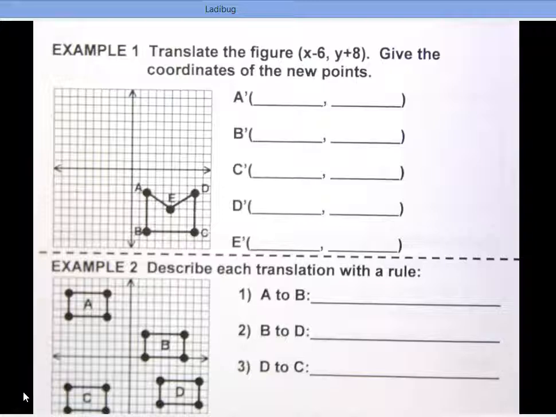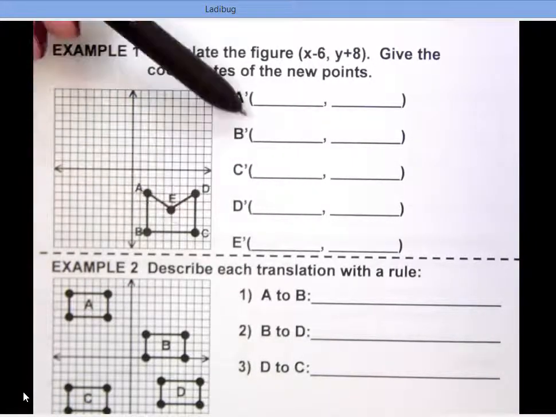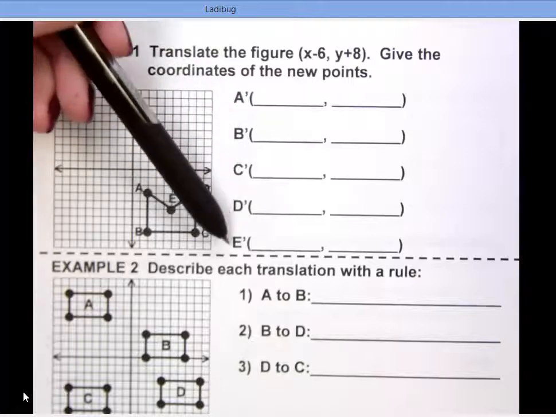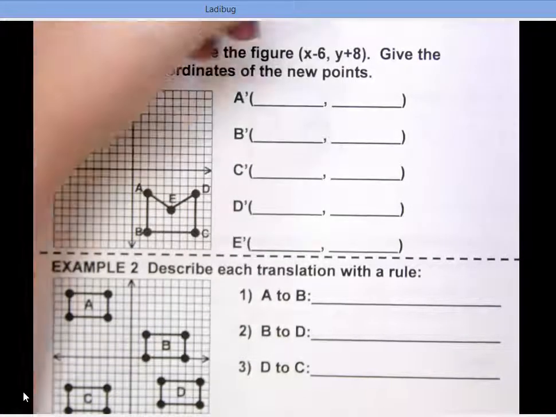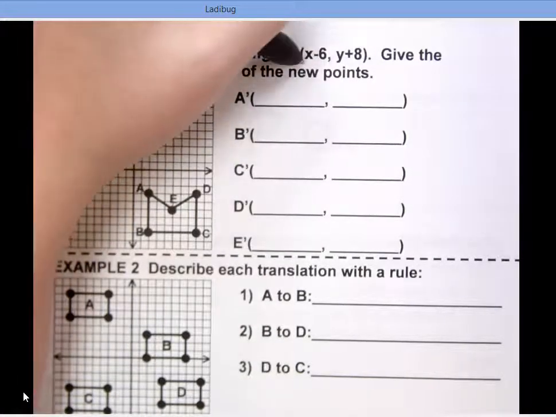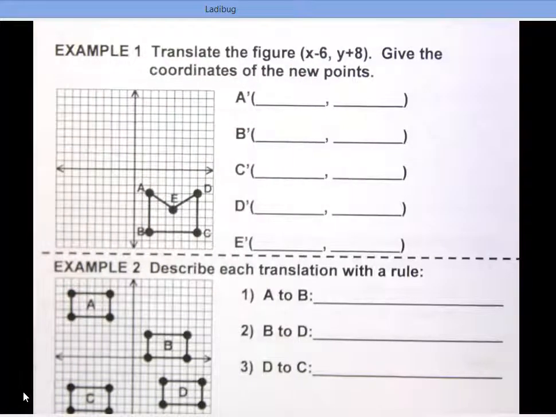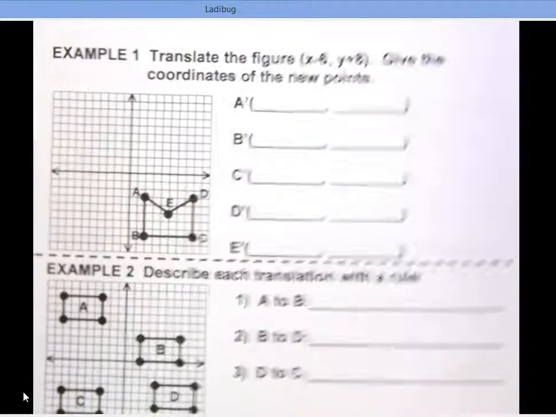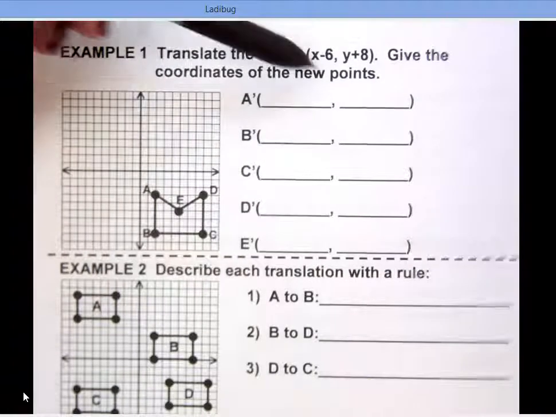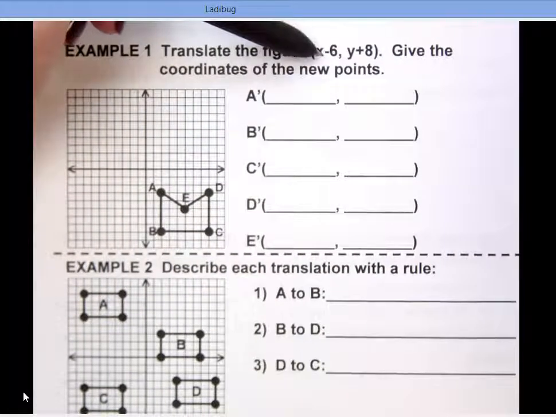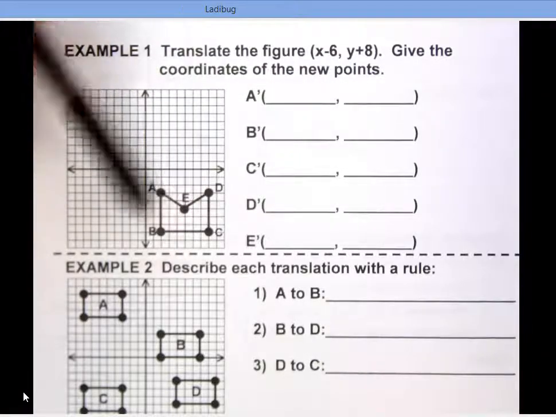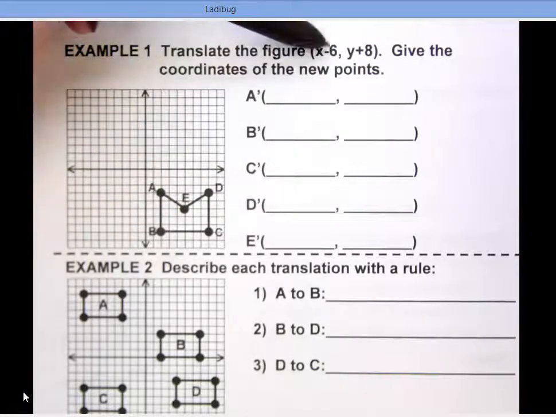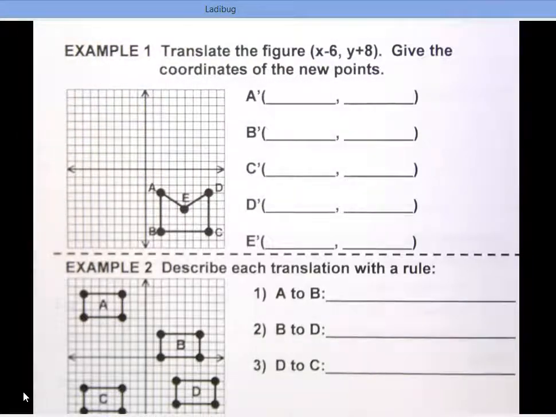Okay, now we are moving to example 1. So this is the picture that you should have. And notice it says A prime, B prime, C prime, D prime. So this is after it's been translated. So after the figure has been moved, the x value has been moved, the y value has been moved. This is not in vector form. This is the other form that you will see. And it's pretty self-explanatory. Pretty much you're going to take the x value of the original point, you're going to subtract 6 from it, and you're going to take the y value of the original point and add 8 to it.